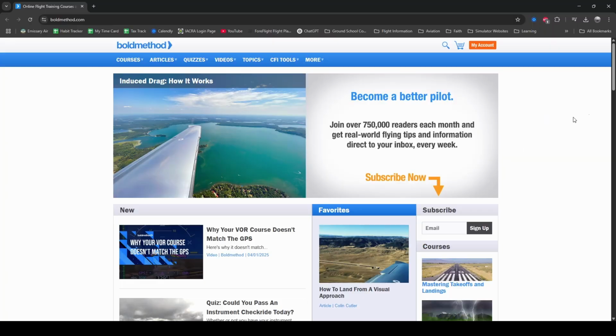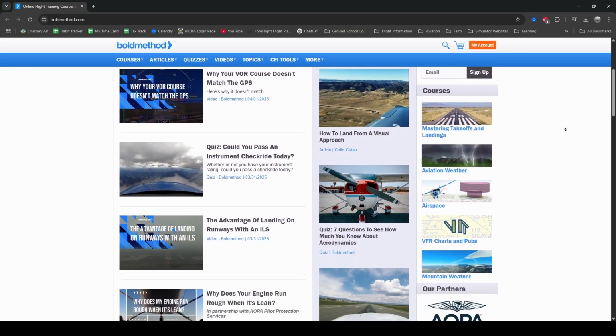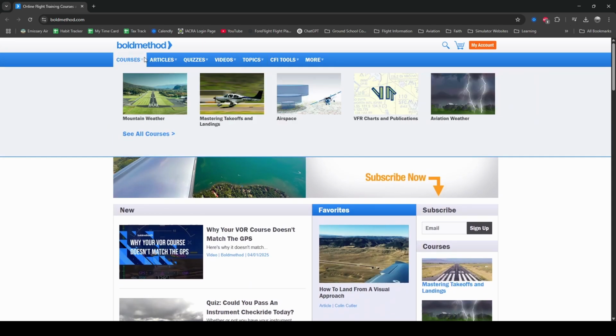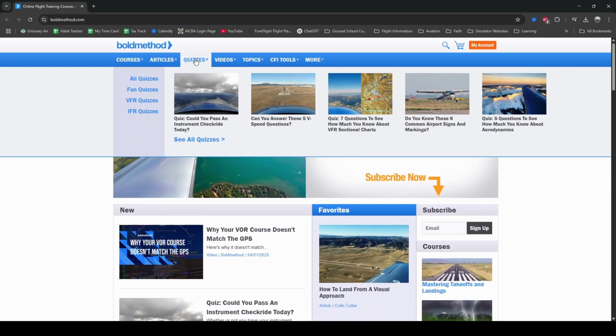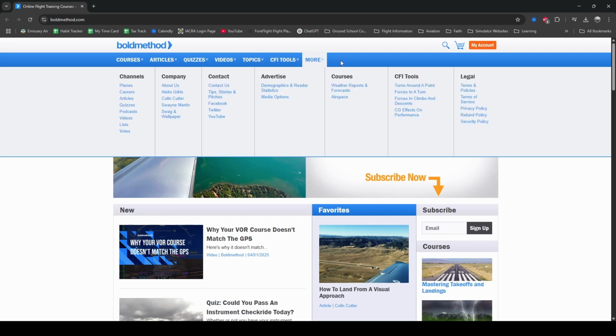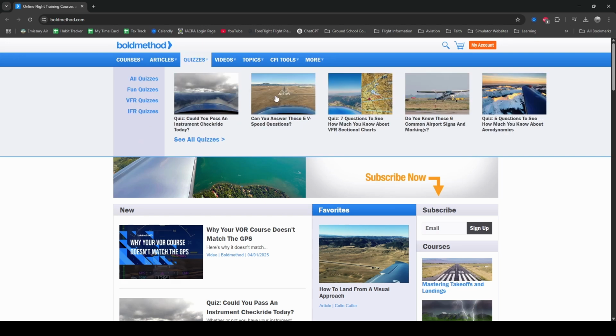So the following animations are going to be from Bold Method. They have some very good depictions of how the constant speed propeller works. If you are not familiar with Bold Method, please go check out their site. They are an amazing resource for your flight training and maintaining proficiency in your knowledge. They offer good quizzes, articles, courses, videos, and they are all around one of the best sources for study material.